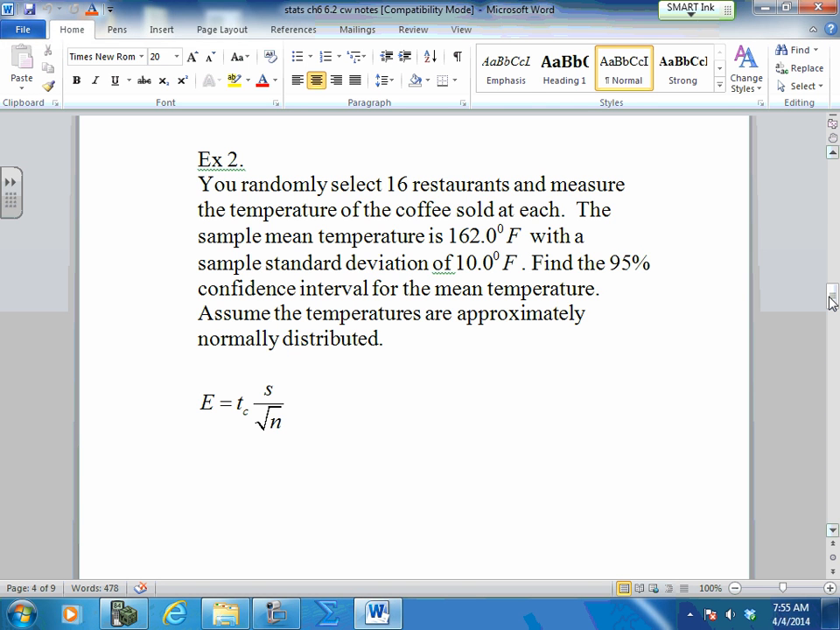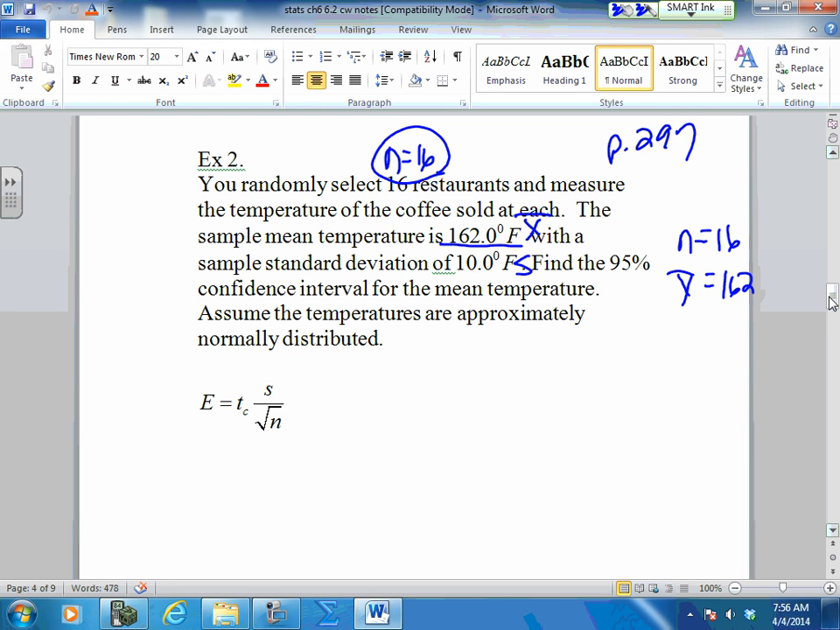It's on page 297. You randomly select 16 restaurants. There's your N. And you measure the temperature of the coffee sold at each. You have a sample mean. There's your sample mean. There's your sample standard deviation. First thing, guys, pull out your information. These are the pieces that you need. Here they have decimal points, but because they're 0, we don't have to put them in. And you want a 95% confidence interval.